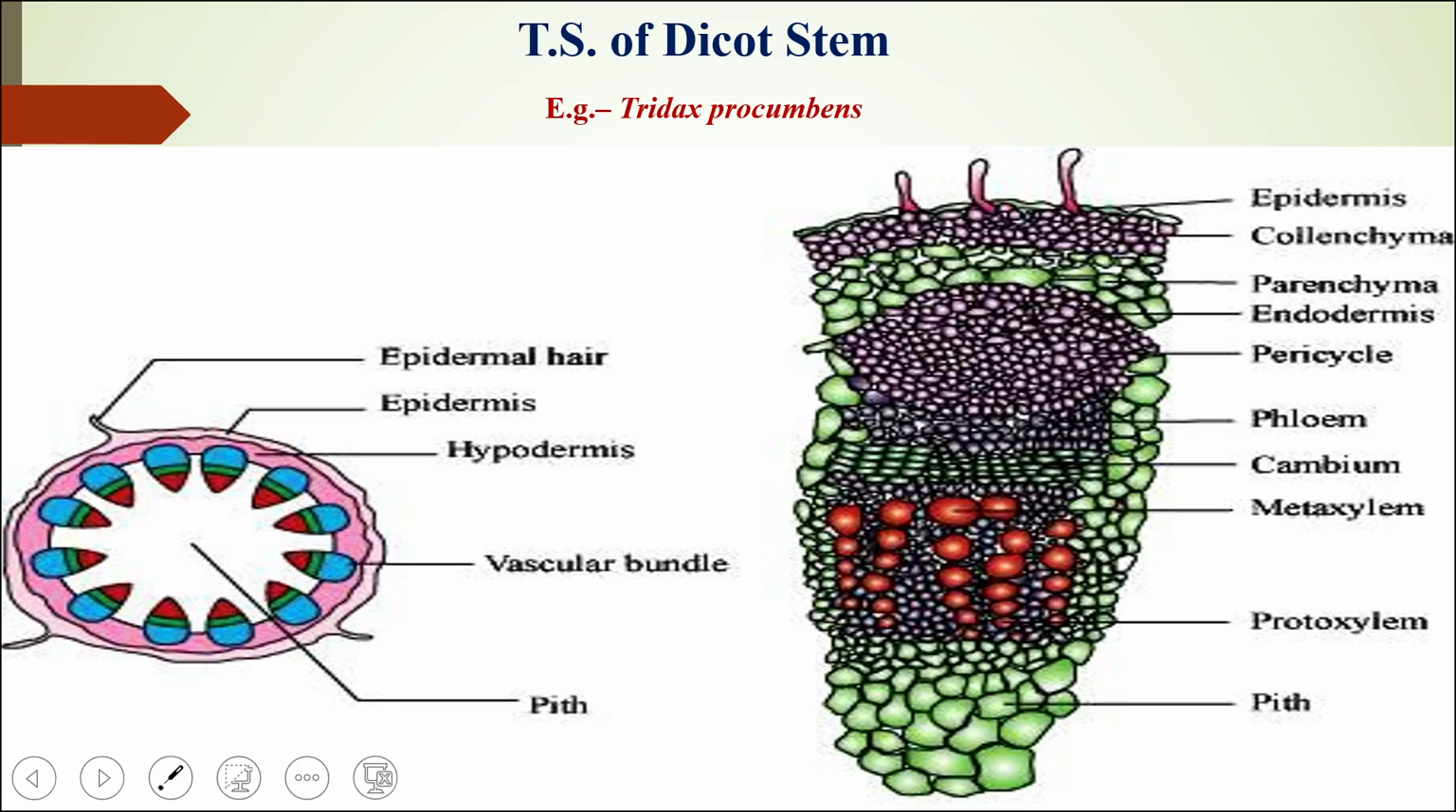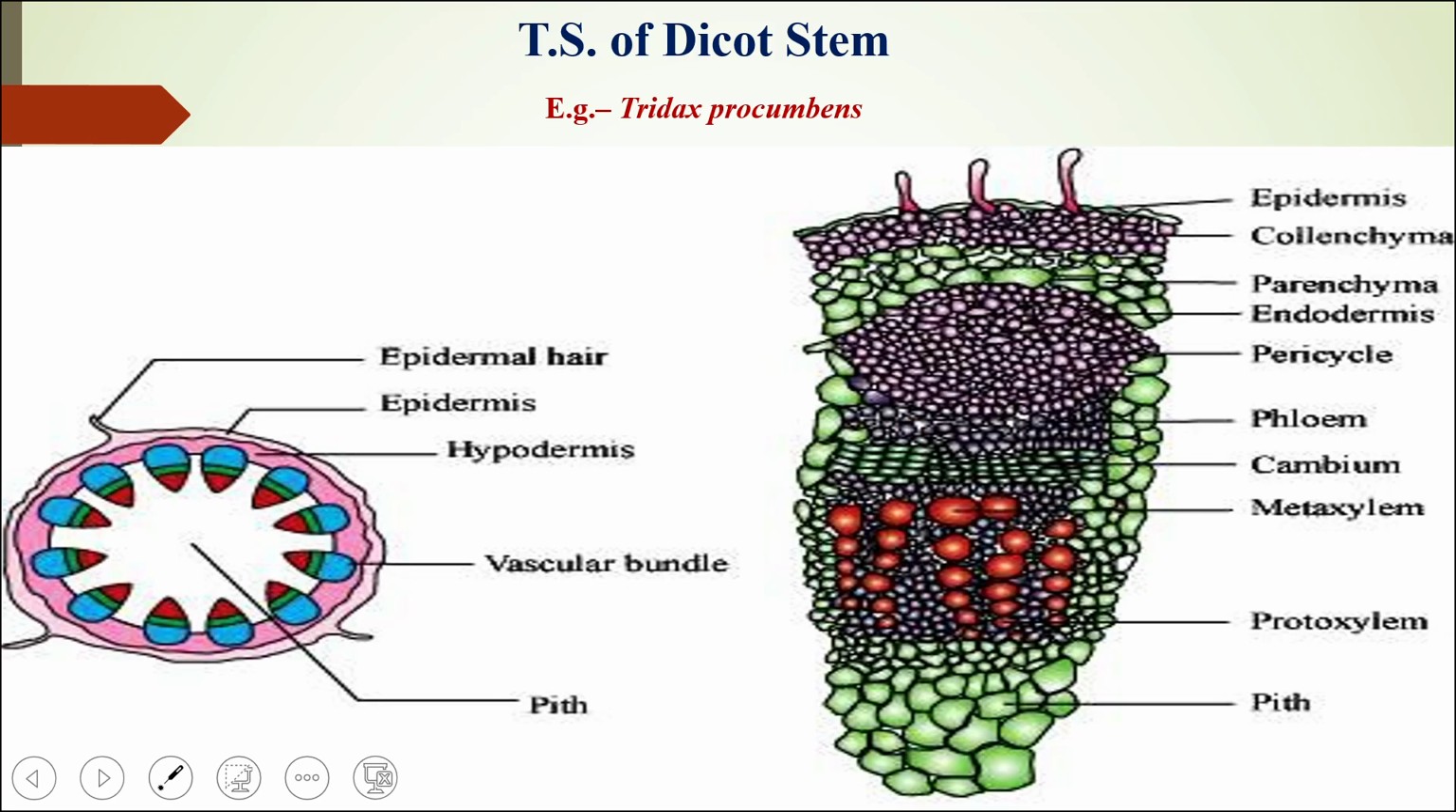In the transverse section, here the outermost layer is also the epidermis. These are the cortical regions, and these are the vascular bundles, with a single vascular bundle highlighted here. Let me discuss them one by one. First is the epidermal region.